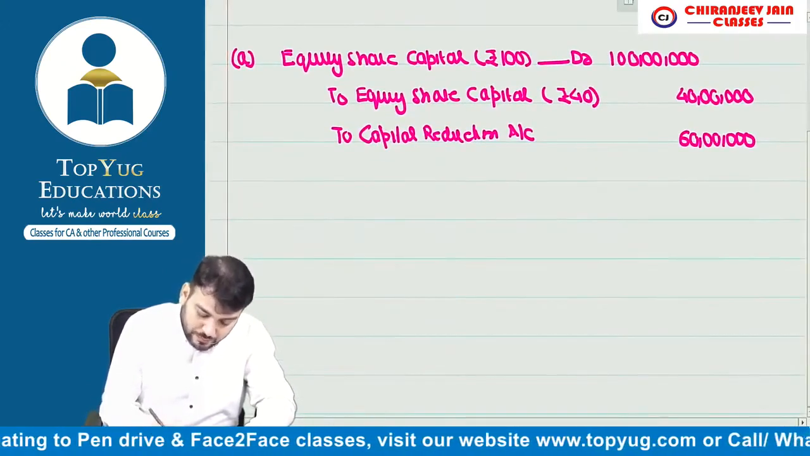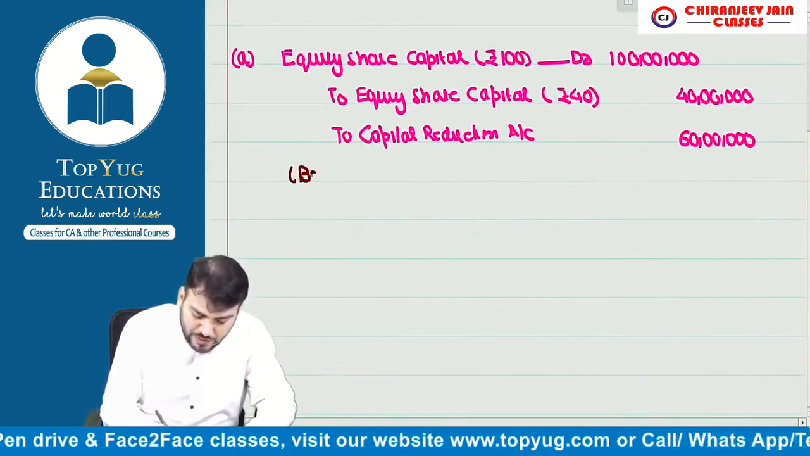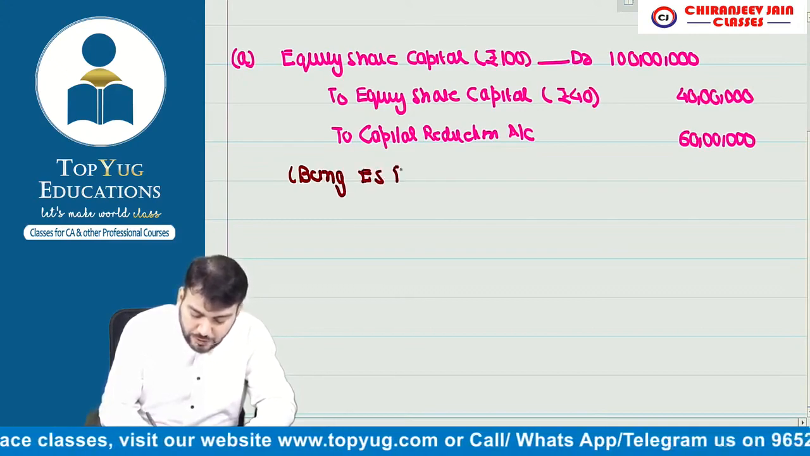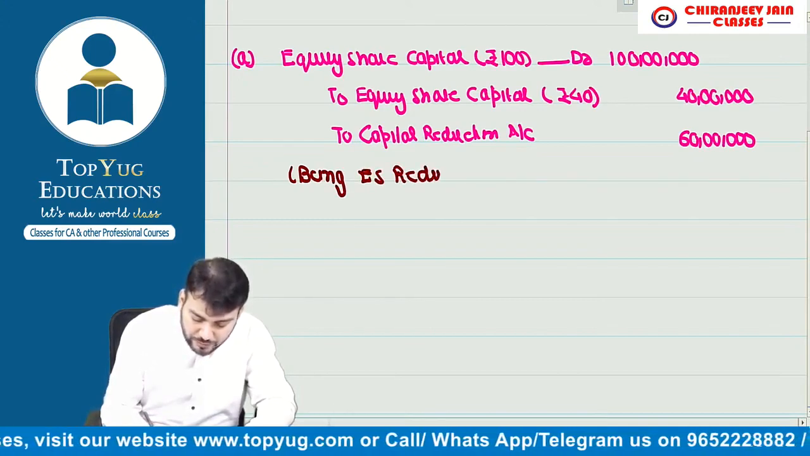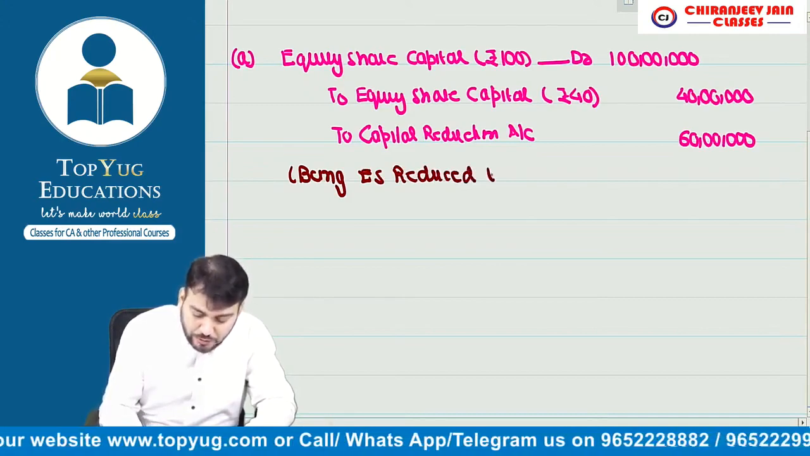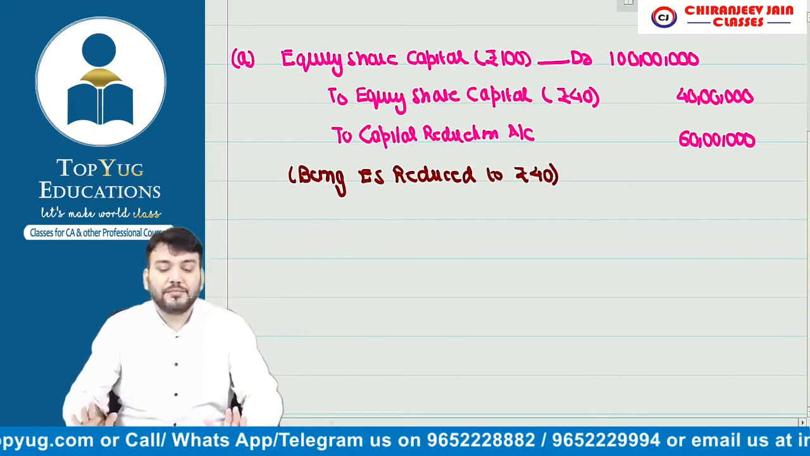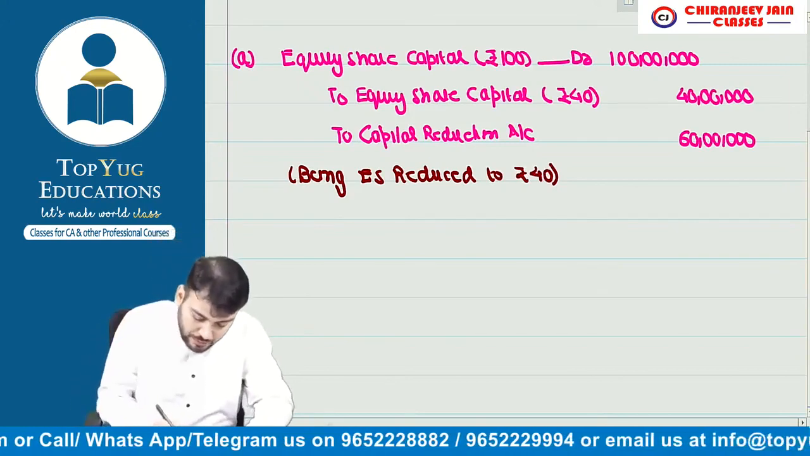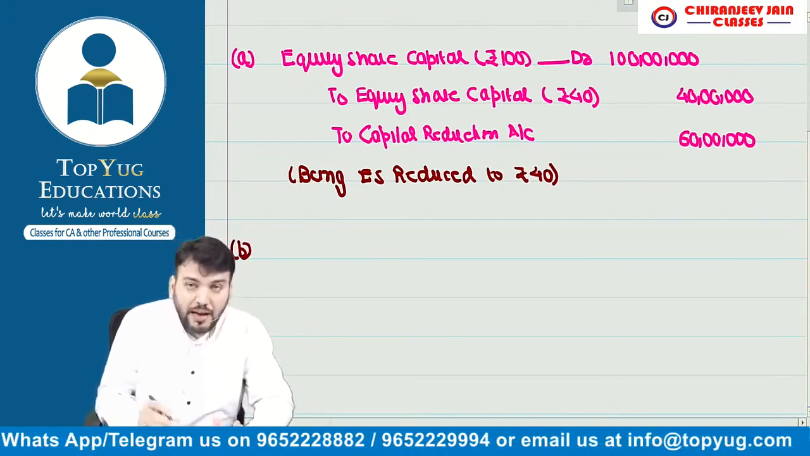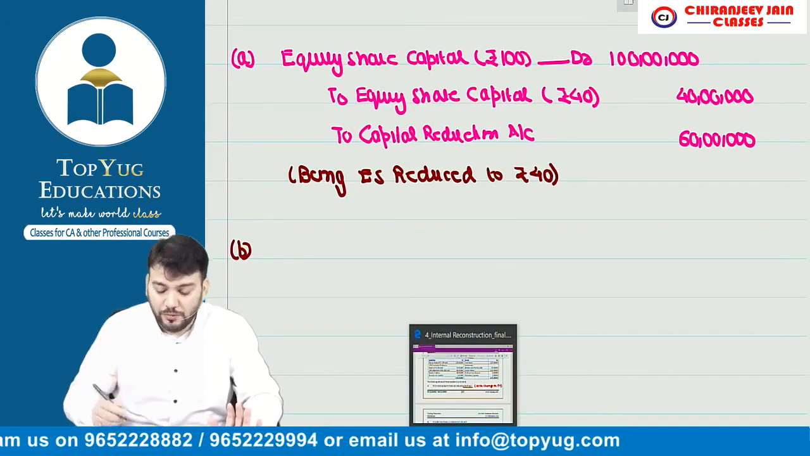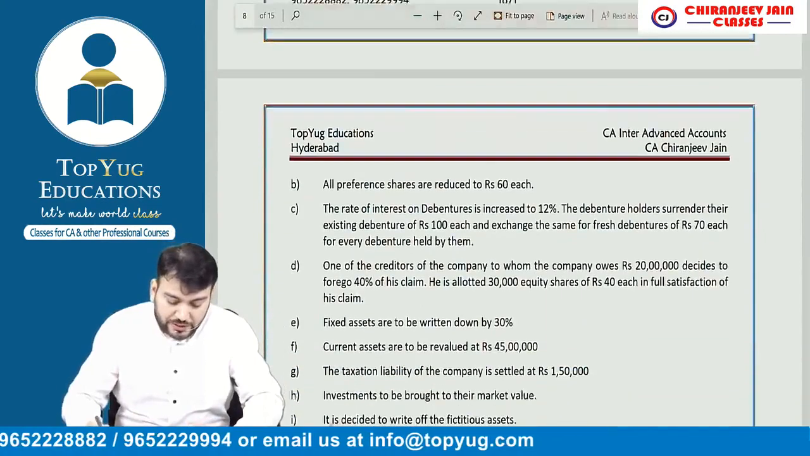Narration: we write a very short narration, being equity shares reduced to rupees 40. Correct now? Yes, sir. Understood? I think no doubt. Let us come to the next transaction. Very simple. Next transaction is what?